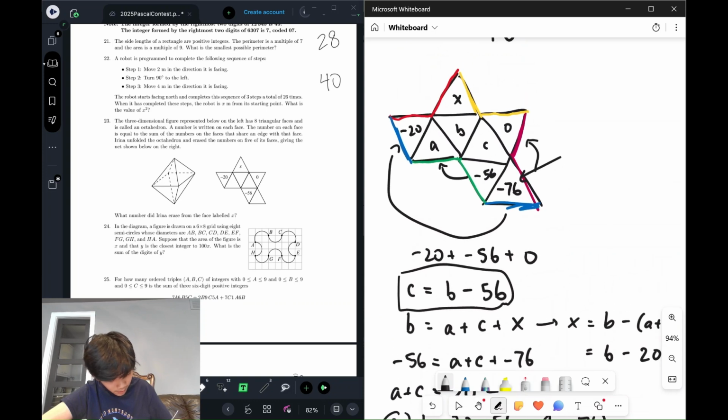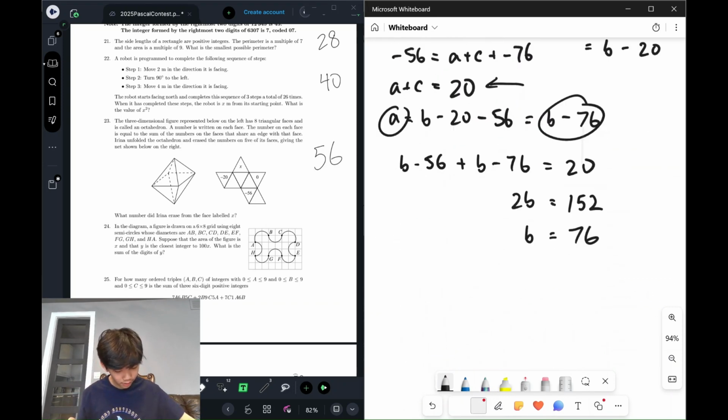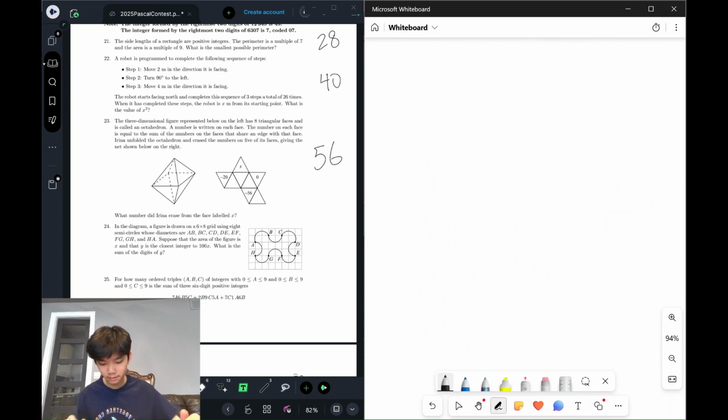Right, let's see what happens when we fill in these numbers. We get that b is 76. This one's going to be 20. This one's going to be 0. And finally, x is going to be b minus 20, which is 56. So our answer here is 56. Okay, that one was pretty tough. But let's move on.